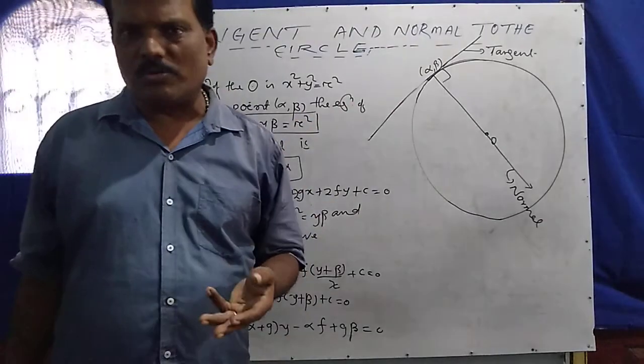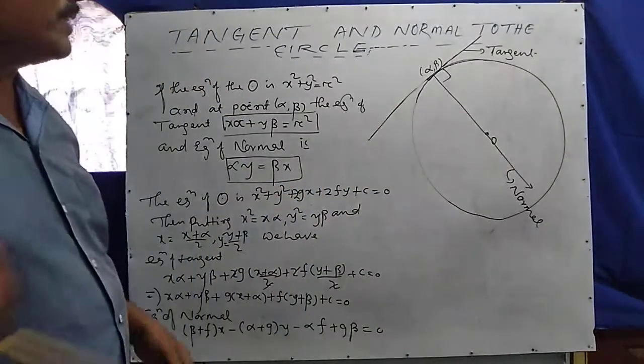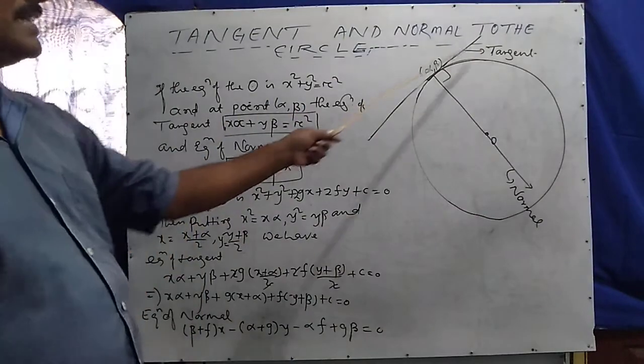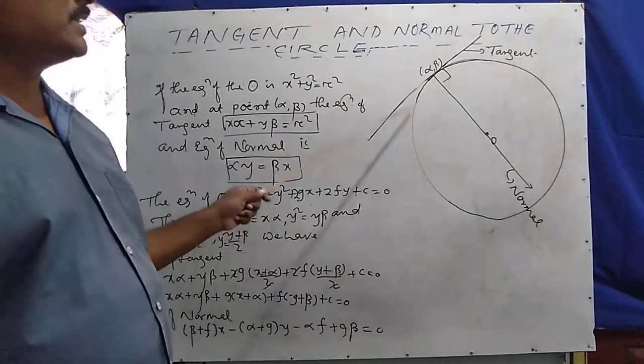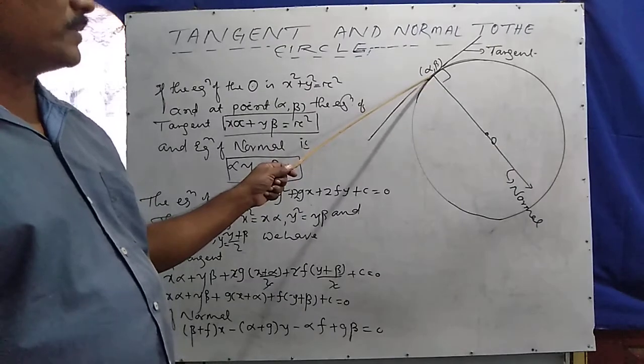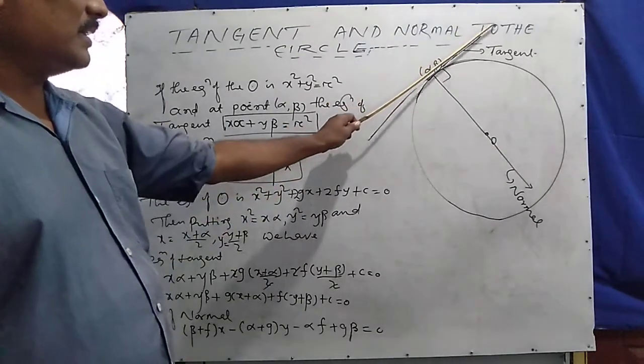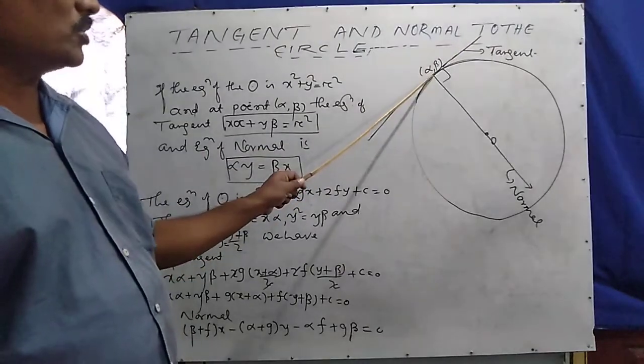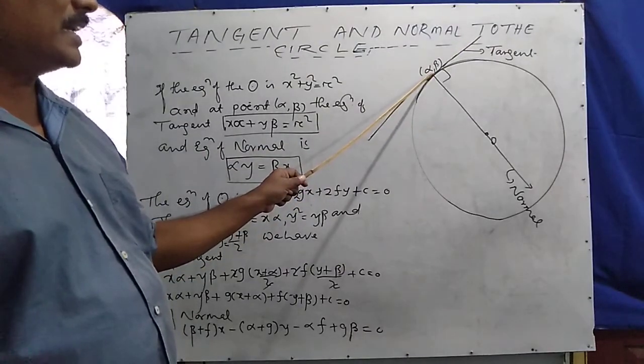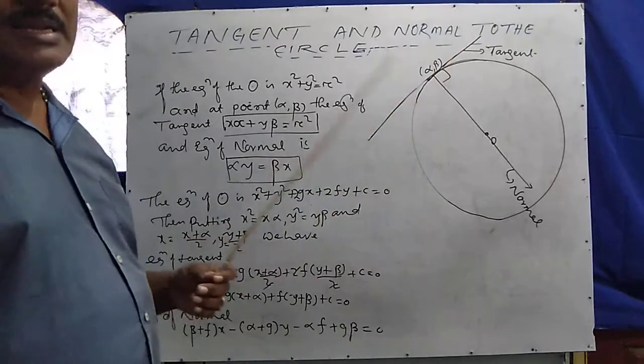Now we will discuss more about tangent and normal. So now look at what the tangent is. Here it is the circle, and here is one of the fixed points, alpha beta. A line is drawn that touches the circle at alpha beta, at a single point, and this is known as the tangent.